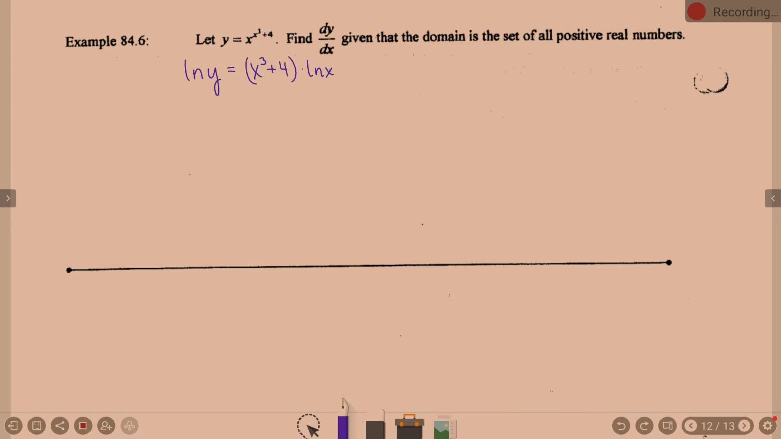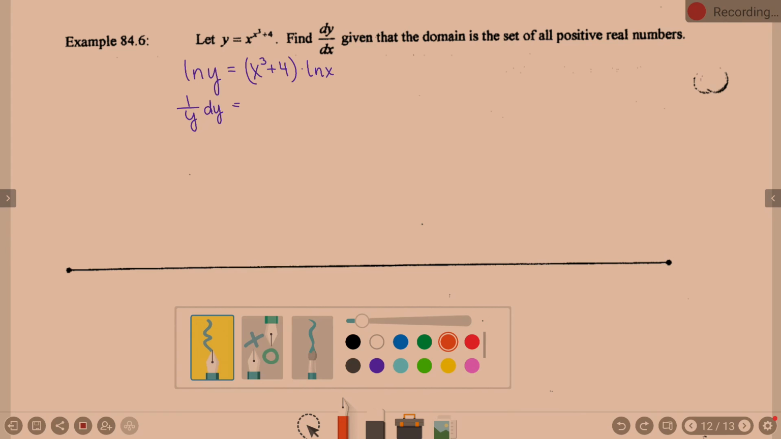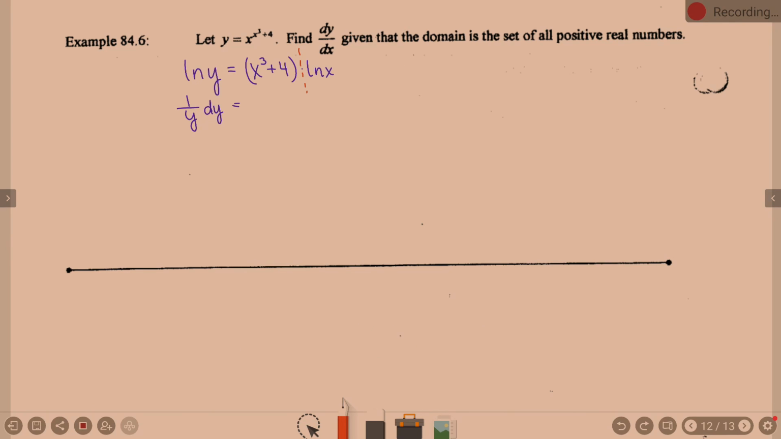We take the derivative of both sides. The derivative of natural log of y is 1 over y dy. What about the right? We've got x cubed plus 4. We've got natural log of x. Those are two different functions. We can take the derivative of both, so we're going to use our product rule.